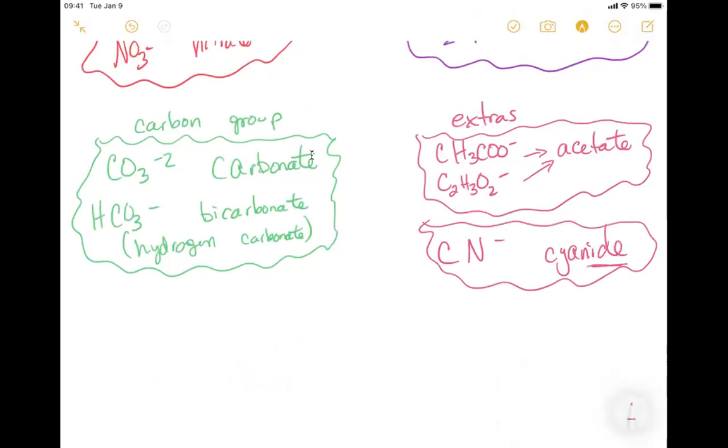And I'll give you the other two that end with IDE as well. That is OH minus. This is called hydroxide, which is kind of interesting because they put the hydrogen first before the oxygen.